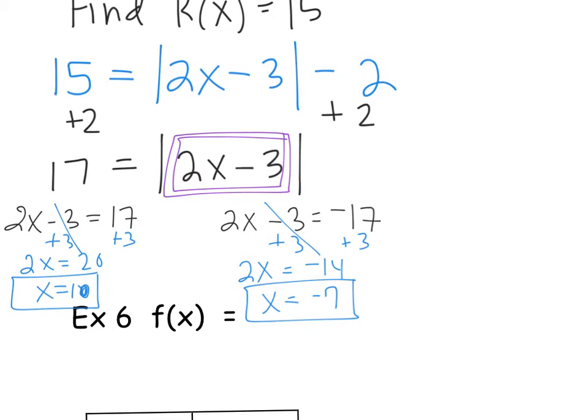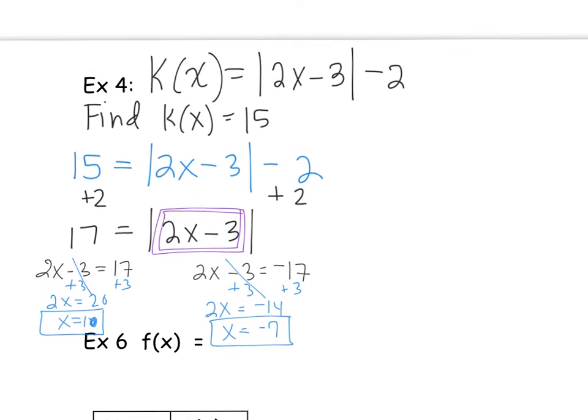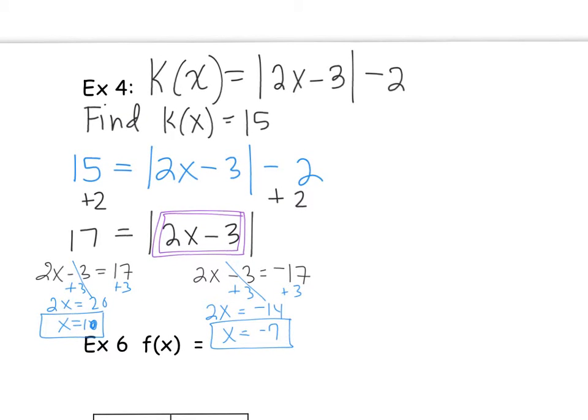Let's check these answers. Let's plug them both in here, just to make sure our k of x value is 15. So if x was 10, let me get a different color for you here. If x was 10, 2 times 10 minus 3, minus 2. So that is 20. 20 take away 3 is 17. The absolute value of 17 is 17. Minus 2 is 15. That worked.